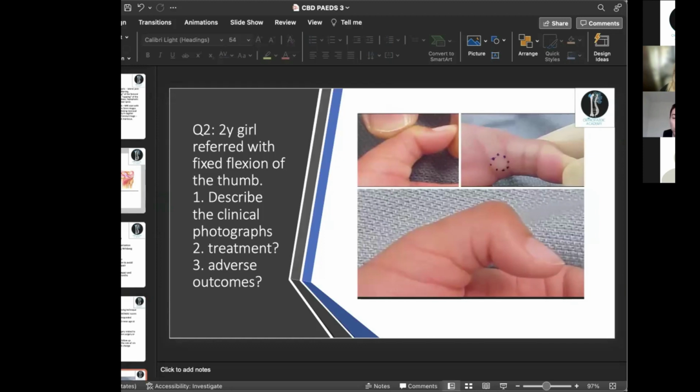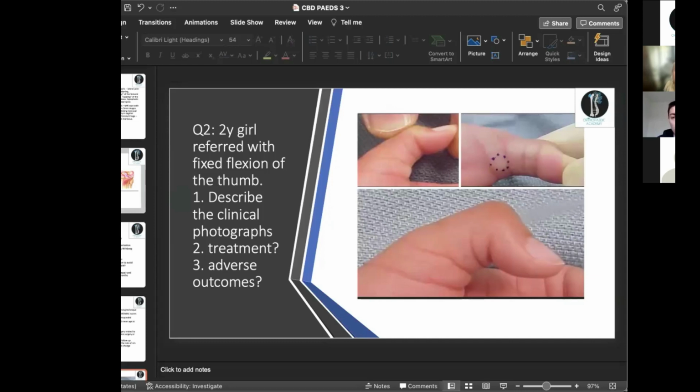You then need to classify this using the Watanabe classification, to see whether it is just triggering of the thumb, or whether it is locking and needs to be passively extended, or whether it is fixed, locked, and cannot be passively extended. Okay, so if this is fixed, what shall we do? If this is fixed and the child is 2 years old, I would want this to be treated by a pediatric orthopedic team, but the principle of my management, once it is a fixed trigger thumb, would be an operative procedure to release the A1 pulley.